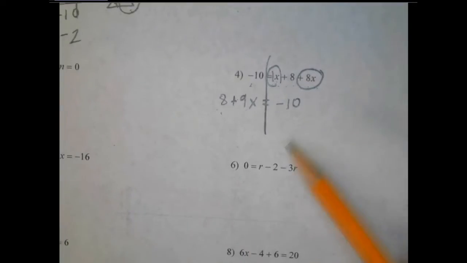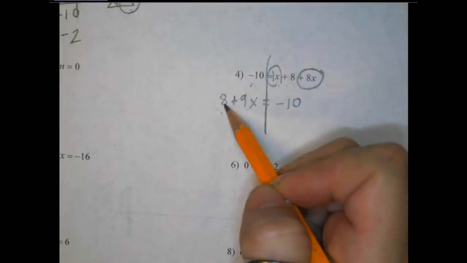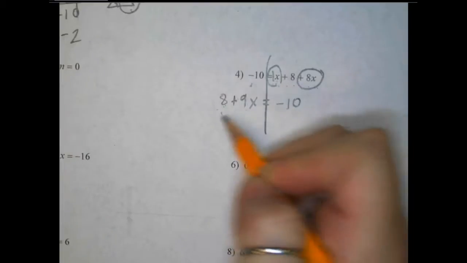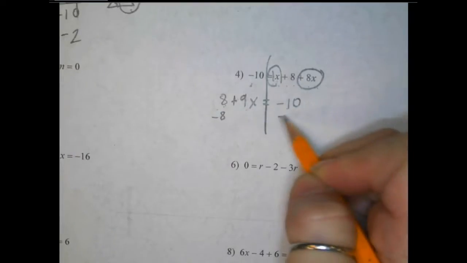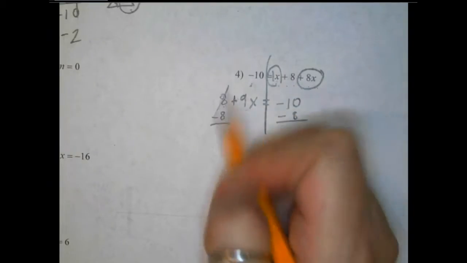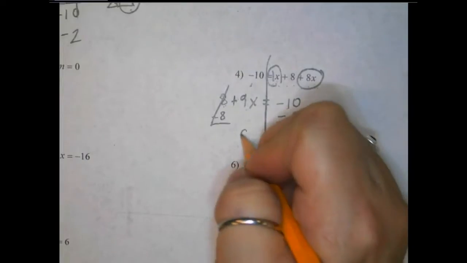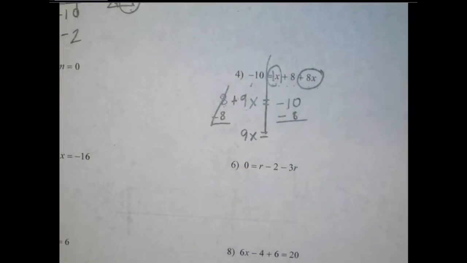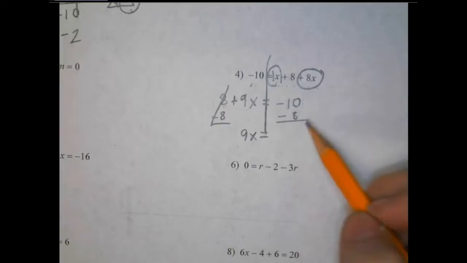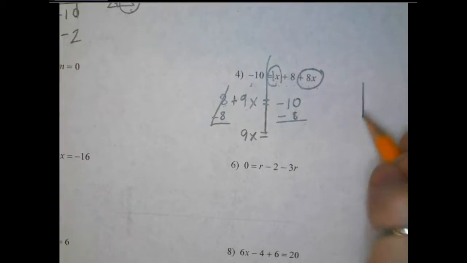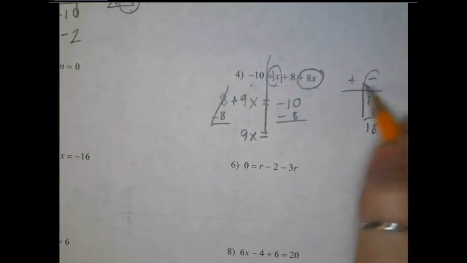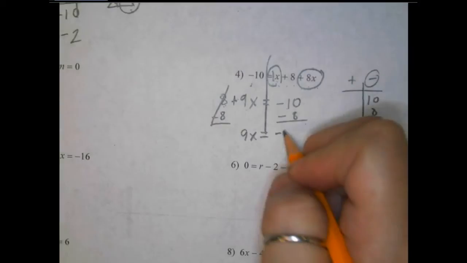I have to subtract it, right? I have to add the opposite. So the opposite of positive 8 would be a negative 8. So when I subtract on both sides, this gives me a nice clean 9x on this side. Am I adding or subtracting these guys? They're both negative. Column method, remember? They're both negative, so I'm going to add them, and they're going to be negative. So I have a negative 18.